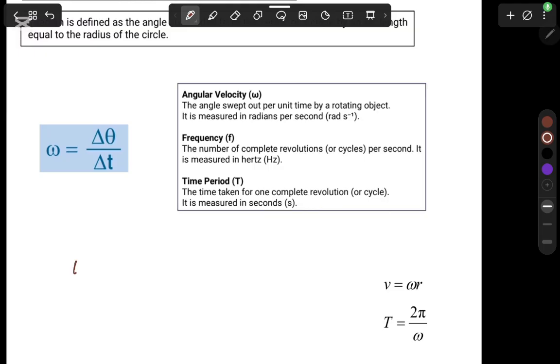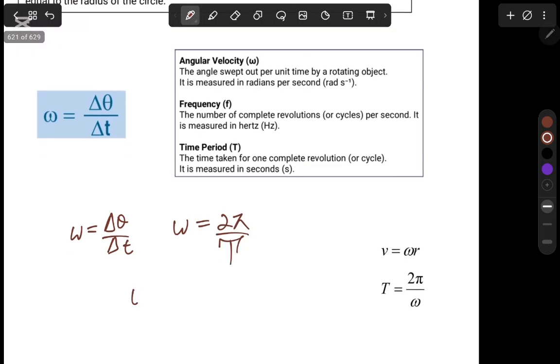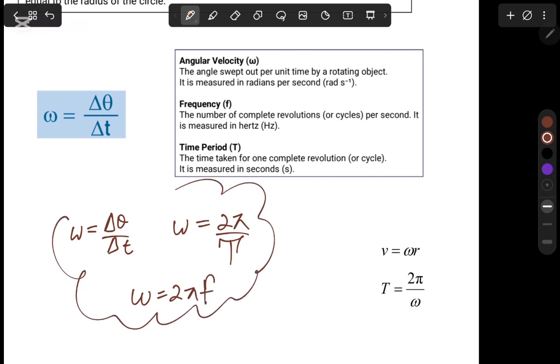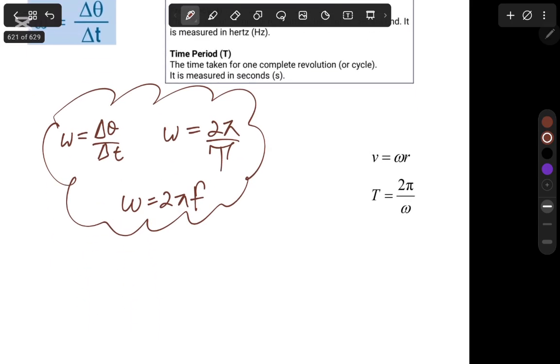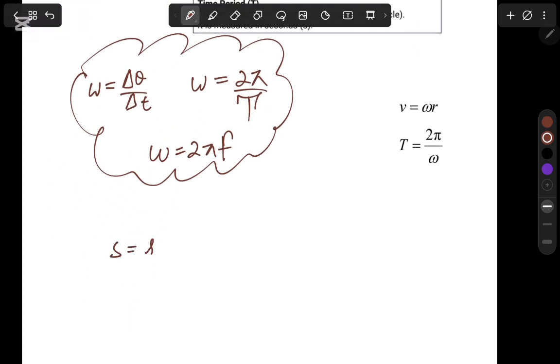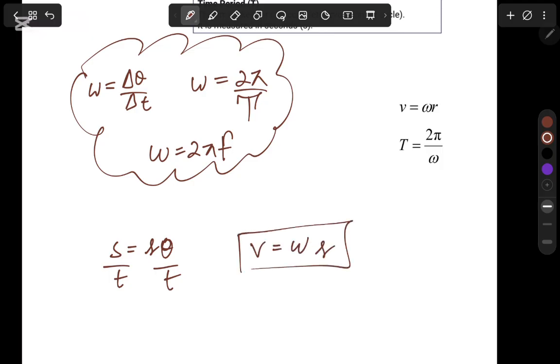So we've got the angular velocity omega is equal to delta theta over delta t. It's also equal to 2 pi over capital T, which is the time period. And we can also write it as 2 pi f, where f is the frequency. So these are the formulas that you have. One more formula: s is equal to r theta. If you divide this equation by t, you're going to get v is equal to r omega, or omega r. That's the other equation that we got.